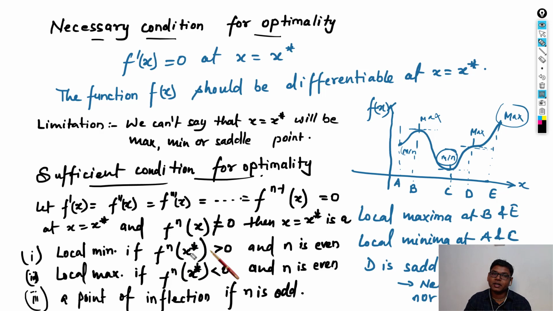As n is even, if this is the double prime greater than 0, I was getting local minima. Same case here also. So in this way this is the method of calculating. If it is 3, let's suppose f double prime is equal to 0, but f triple prime x becomes not 0, then that point is a saddle point, a point of inflection where you will not get maxima or minima. Clear? So based on that we will solve one or two problems, and then in the next class we will talk further about other concepts.